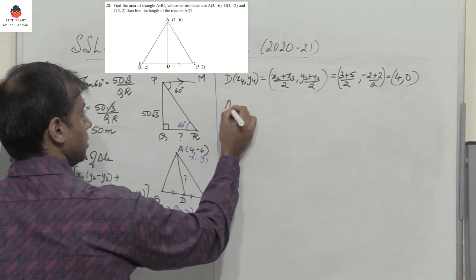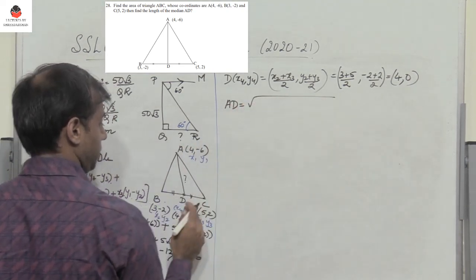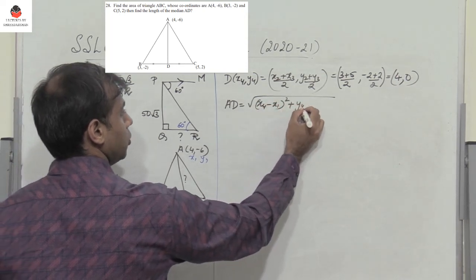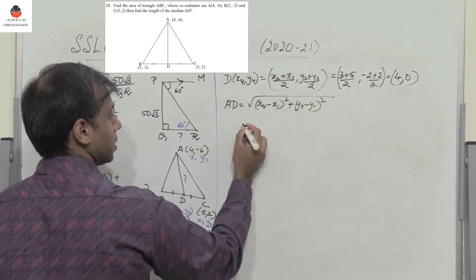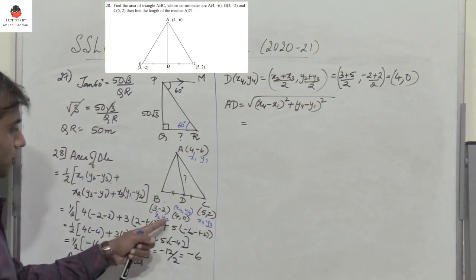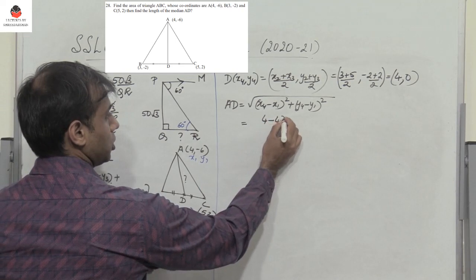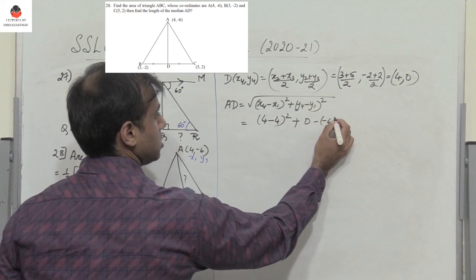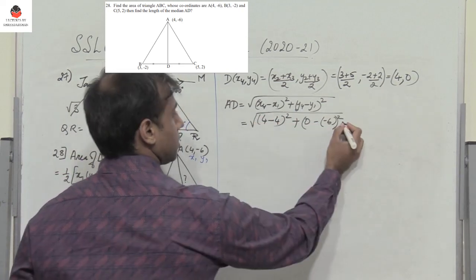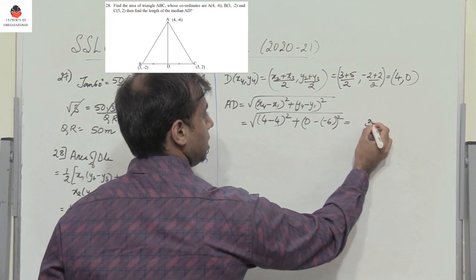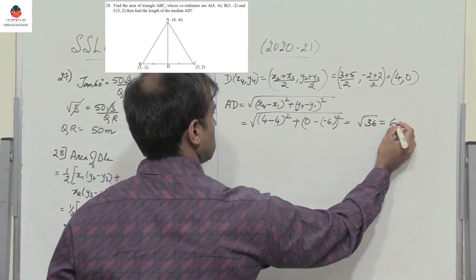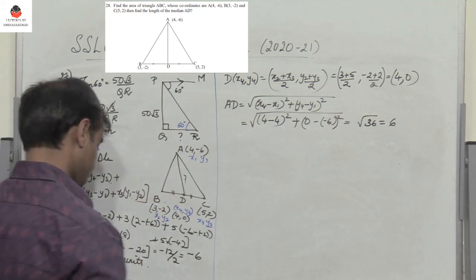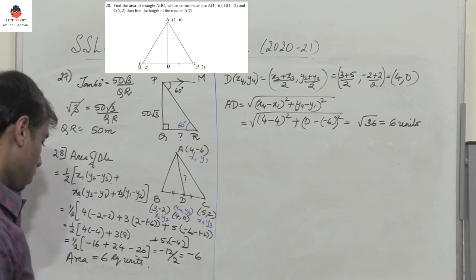So AD is nothing but the square root of (x4 minus x1) whole square plus (y4 minus y1) whole square. So x4 is 4, minus 4 the whole square, plus 0 minus of minus 6 the whole square, the whole root. So we get root 36, which is equal to 6. Right? So the distance of AD is 6 units. So this is problem 28.